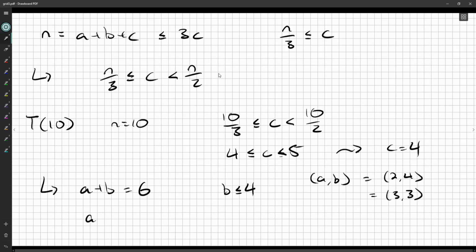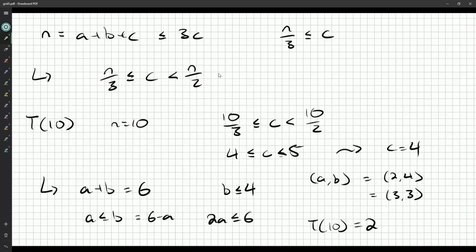So A is less than or equal to B, which is equal to 6 minus A. I'm just trying to do the same work I did above, so I guess 2A is less than or equal to 6. So yeah, A is at most 3, and there you go. You can't do 1 and 5, because then B would be the biggest. So what does that tell me? T10 equals 2. There's 2 possibilities. You can get a 2-4-4 triangle, or you can get a 3-3-4 triangle. That's it. Okay, so that's T10, 2 cases there.